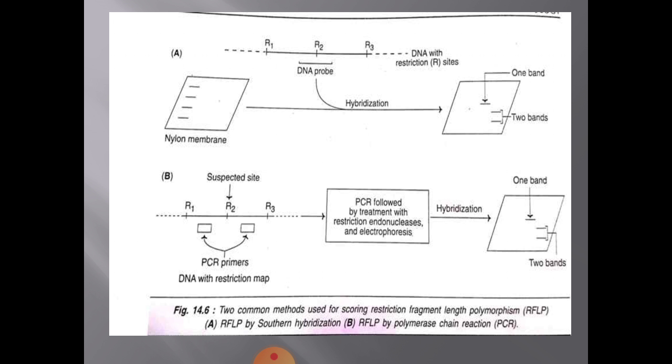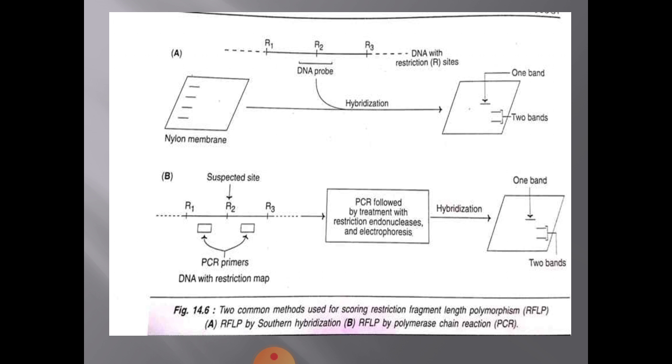So if the restriction site is present, you will get two bands as you see here below. If the restriction site is absent, you will get only one band. This is how you will analyze the RFLP through the southern hybridization technique, okay.